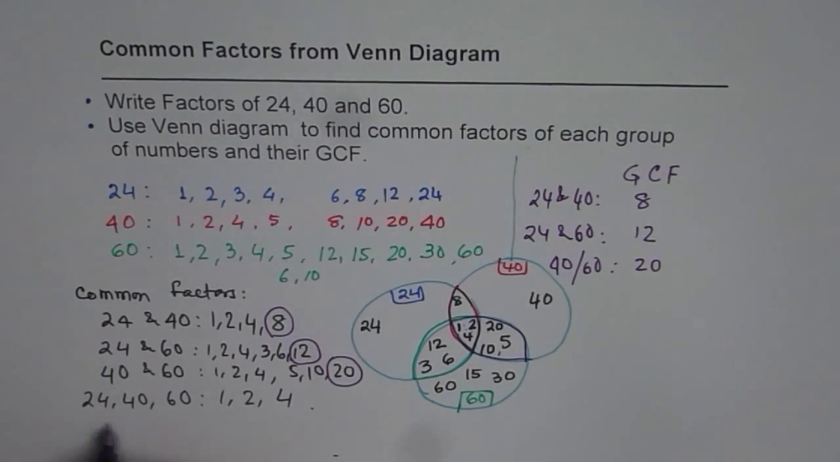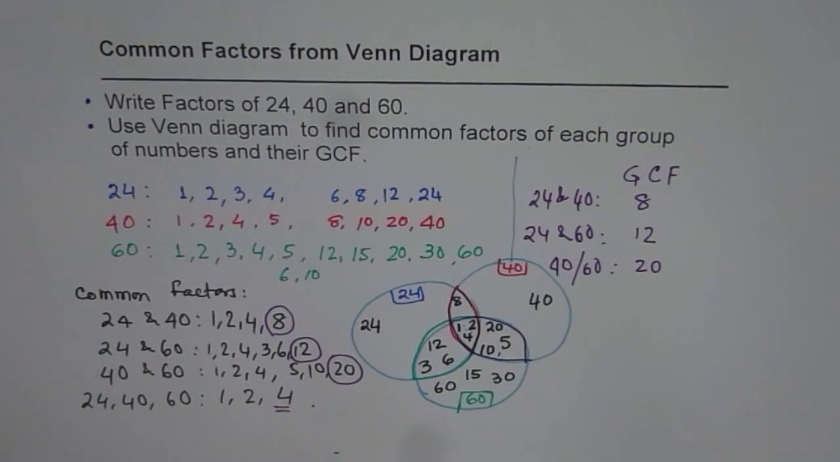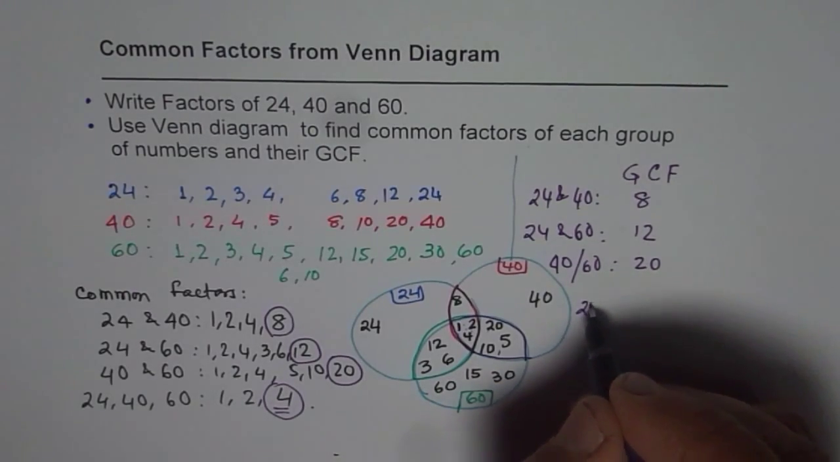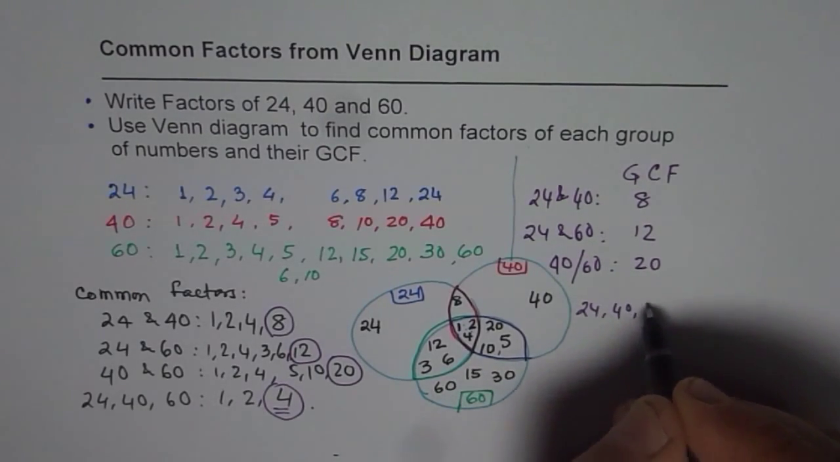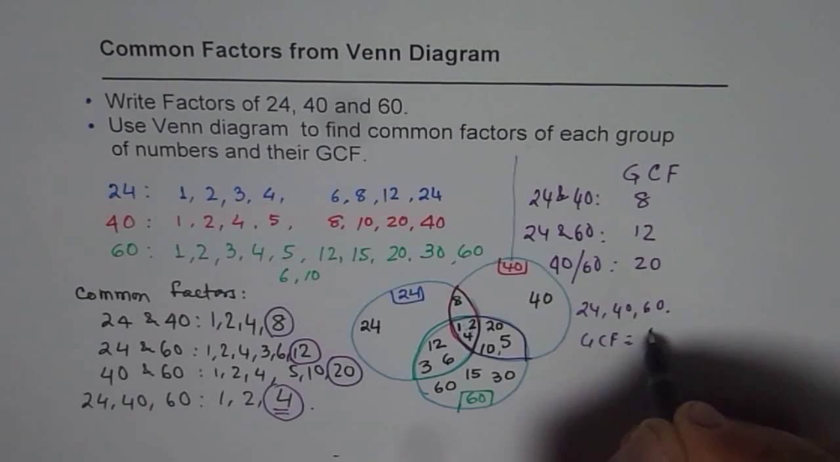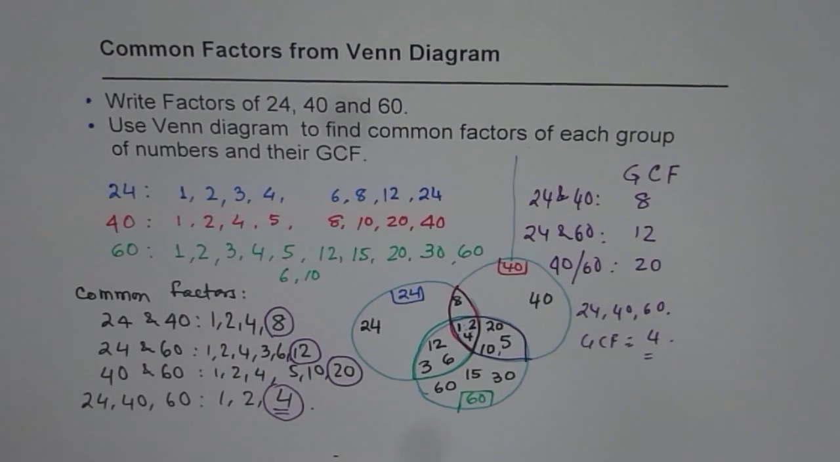And if we consider all three of them, then the number is 4. Do you see that? So if we are considering 24, 40 and 60, then greatest common factor is equal to 4. Right? So that is how we can get greatest common factor for all these numbers.